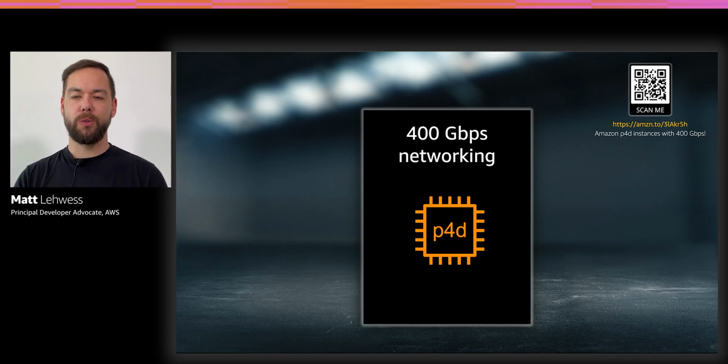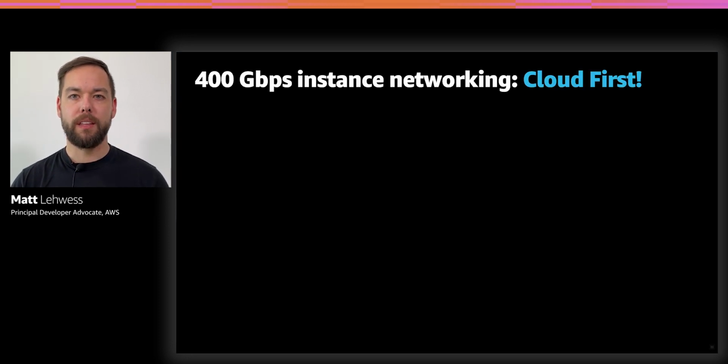Okay, this leads me to one of my last updates, and this is actually a huge one. It seems so simple, but just the number we're seeing here: 400 gigabits per second networking for our P4D instances. Quick QR code if you'd like to learn more about P4D instances. But what we're doing with this is a cloud first. I haven't heard of 400 gigabits networking anywhere else.